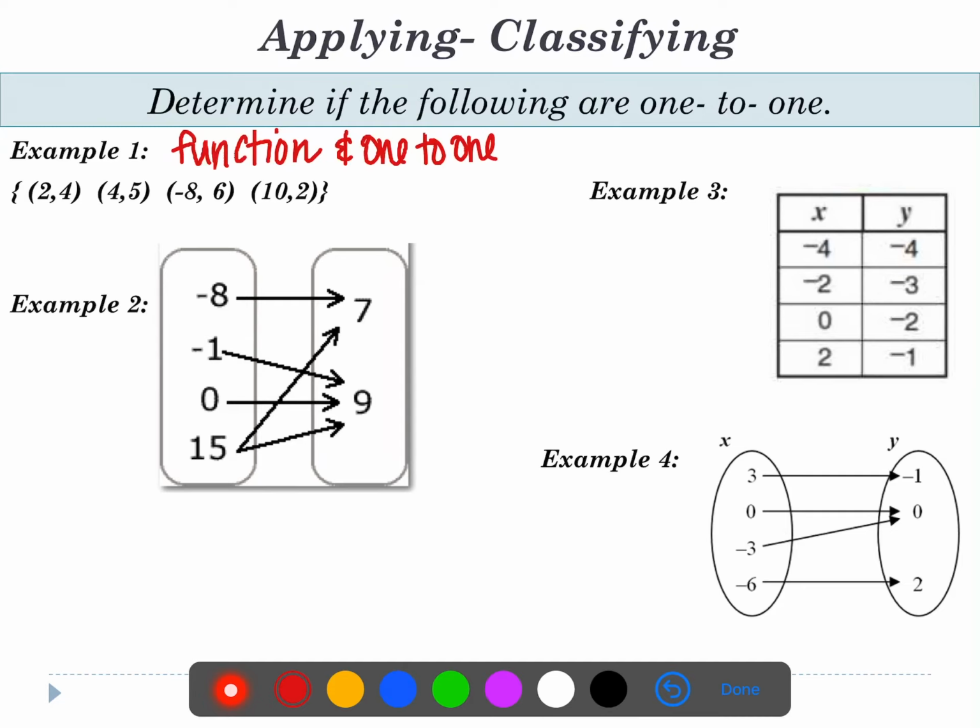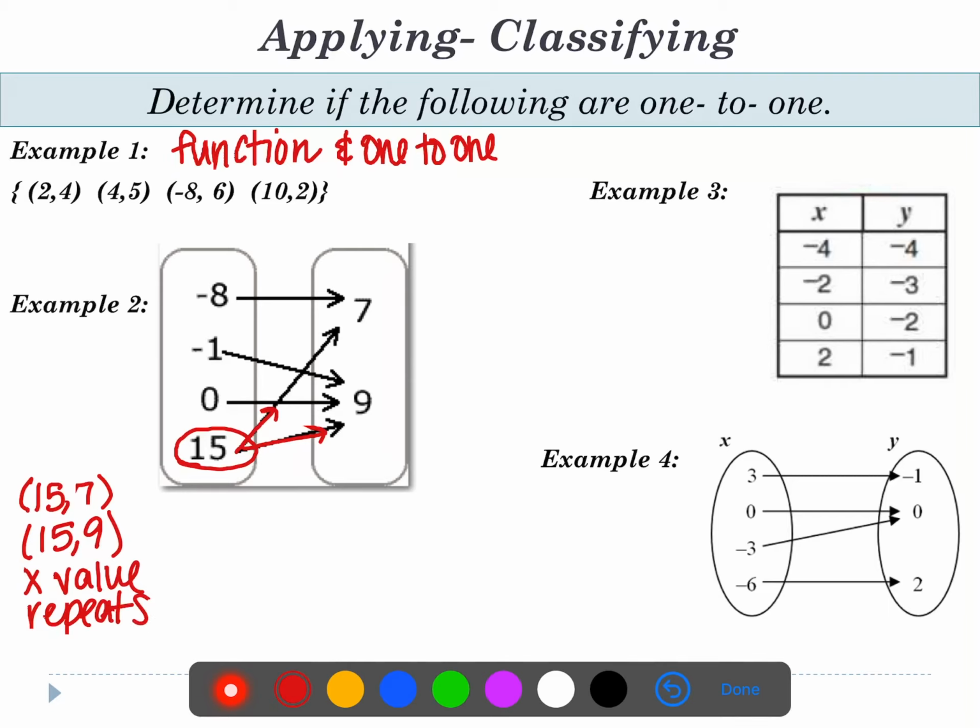Okay, let's look at example number 2. So first check your x values. And I see that 15 has 2 arrows coming off of it. That means we have 15, 7, and we have 15, 9. So since an x value repeats, this cannot be a function. And so we say that is just a relation. A relation cannot be one-to-one, so we do not even check the y values.